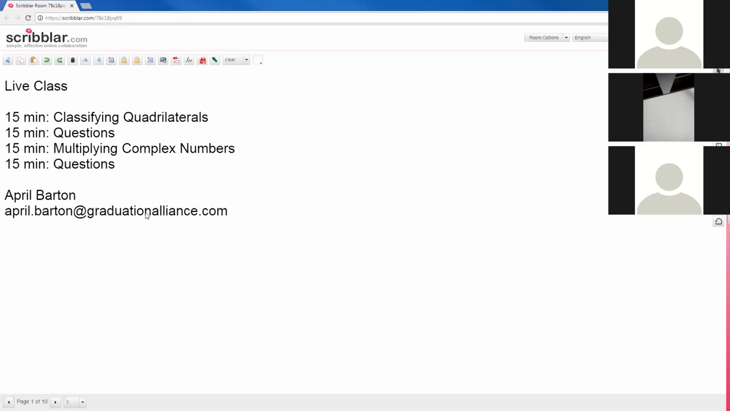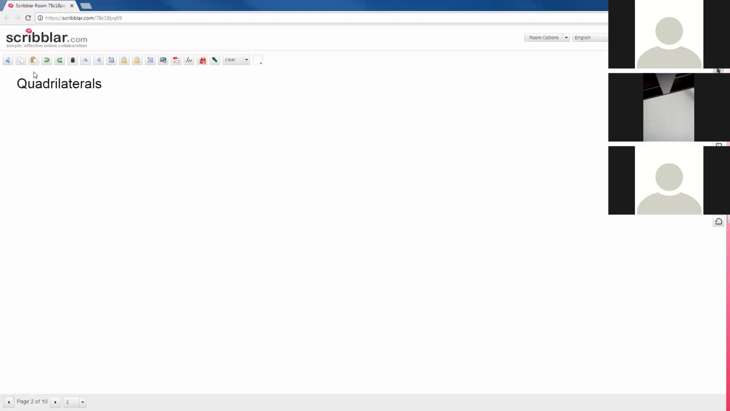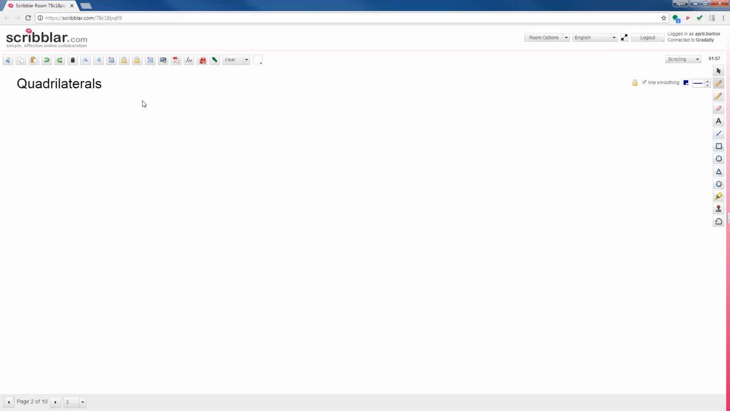So let's get started with classifying quadrilaterals. A quadrilateral, that's a fancy name for any shape with four sides. Some of the shapes you probably already know. Squares, rectangles, parallelograms, all of these are considered quadrilaterals. Anything with four sides is considered a quadrilateral. If they have special properties, then they get an even more special name. And those are some of the shapes you already do know.